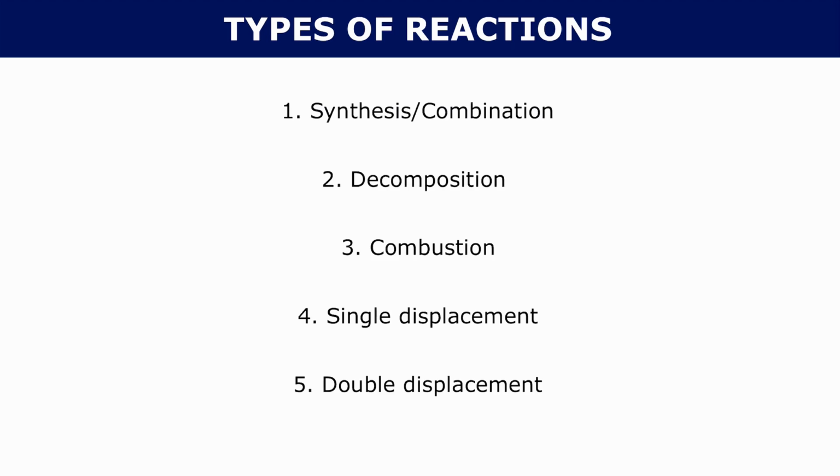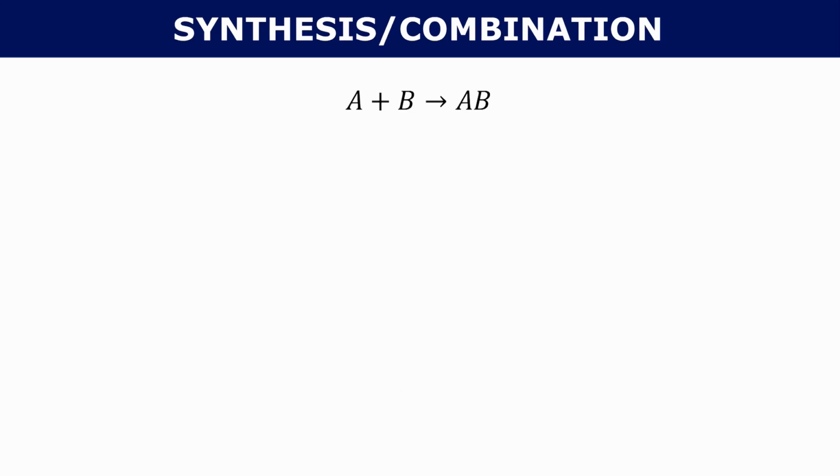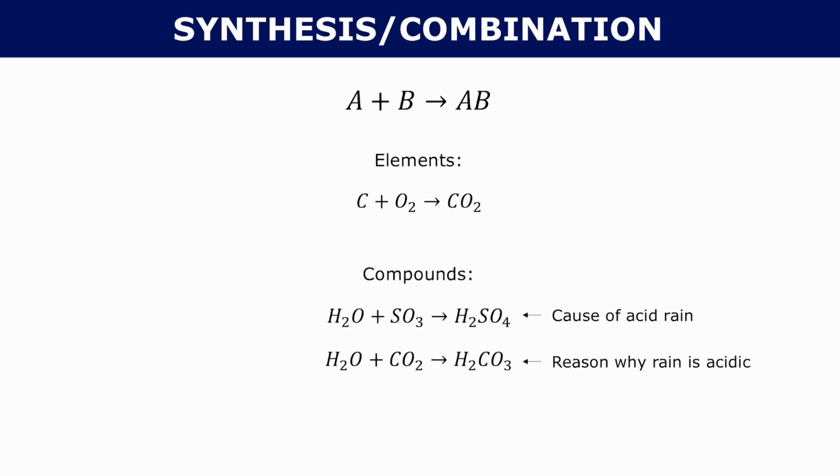So first of all, we have synthesis or combination reactions, and they have the general form of A plus B producing AB. So A and B could be elements like carbon and oxygen combining to form CO2, or they could be compounds like H2O and SO3 producing H2SO4, or water and carbon dioxide creating H2CO3.